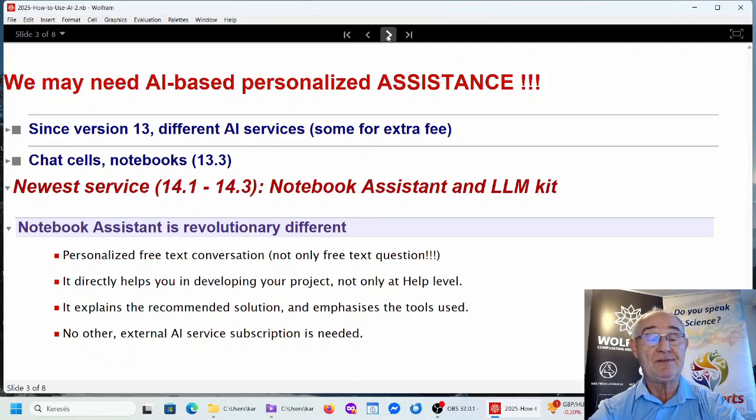Since version 13, different AI services were included: chat cells, chat notebooks. But the newest service, in version 14, Notebook Assistant and LLM Kit, is available. Why is the Notebook Assistant revolutionarily different? Here, personalized free text conversation, and not only free text questions, are possible. The assistant directly helps you in developing your project, not only at help level. It explains the recommended solution and emphasizes the tools used. No other external AI service subscription is needed.